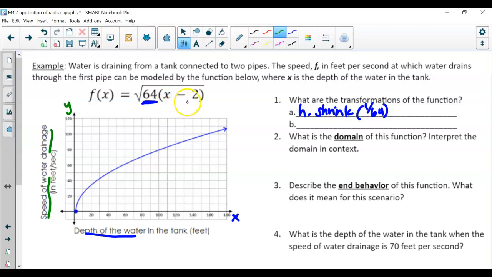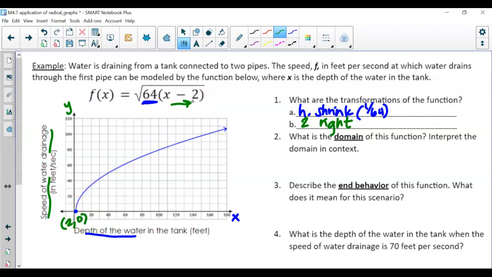Then here, x minus 2. Well, that's not 2 to the left. If you notice, we move from 0, 0 just a little smidge to the right. So this is 2 right. So that's not at 0, 0. This is technically at 2, 0, because we moved 2 to the right.